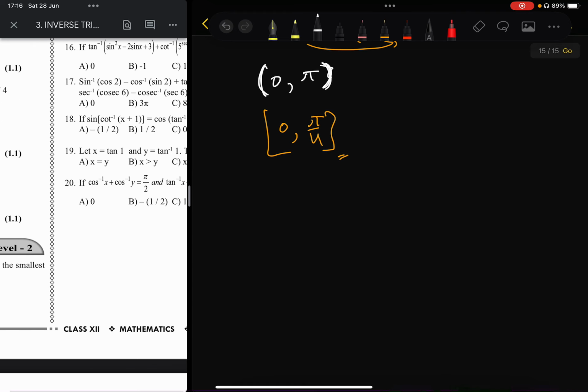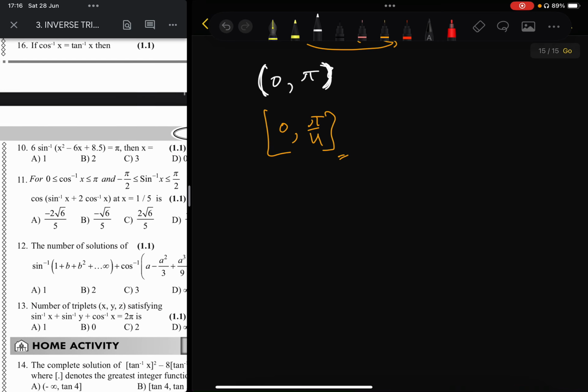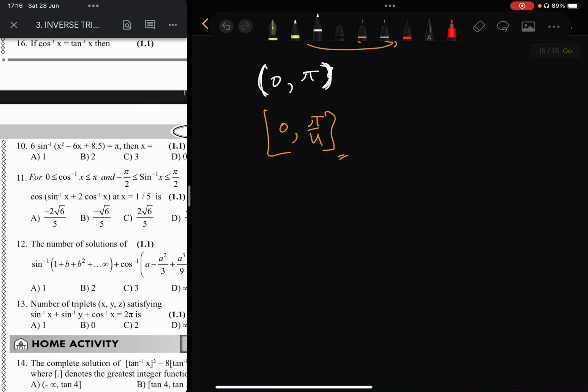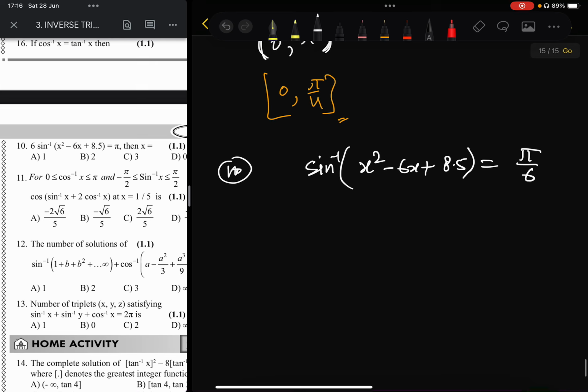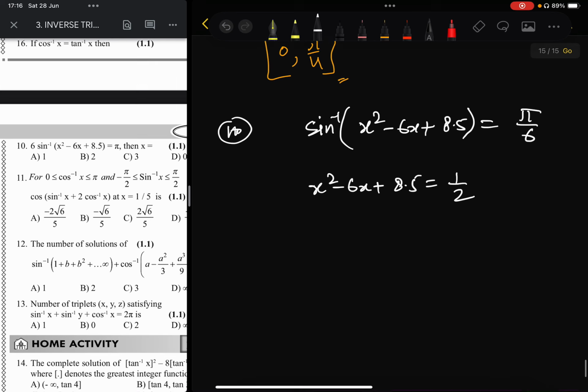Question number 10. Here it is written, sine inverse of x square minus 6x plus 8.5 equals pi by 6, right? This sine inverse you can send towards the right side. So that means x square minus 6x plus 8.5 should be equal to sine pi by 6. Sine pi by 6 is 1 by 2, right?